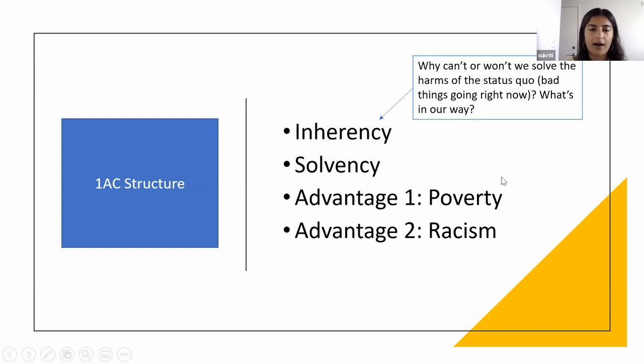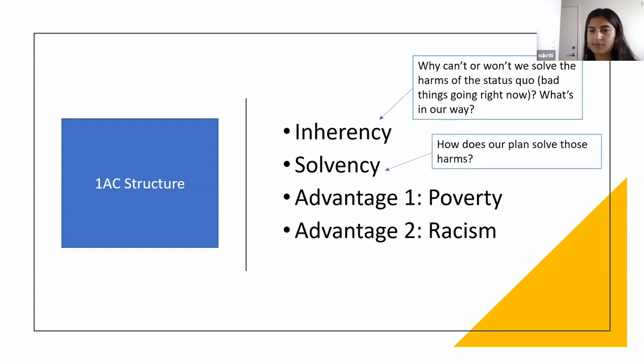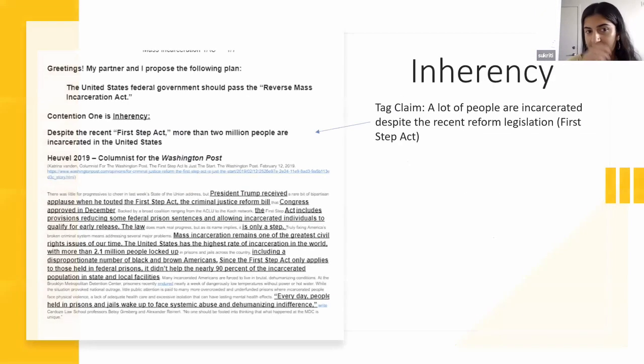The next part of the 1AC is solvency. So now we're saying, how does our plan solve those problems? And then we go over the two advantages, which are actually the harms. You're talking about the problems that we solve in the status quo, so they are advantages to the plan. We're going to go over these parts and all the evidence that is available to us in the packet.